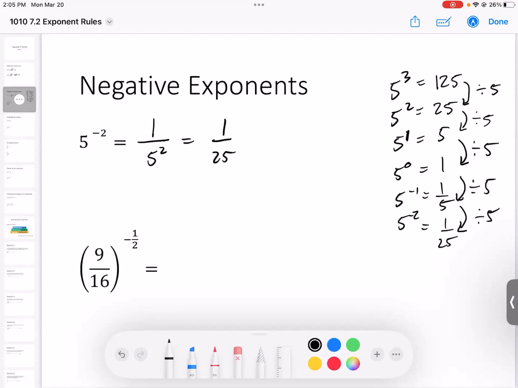So negative exponents create reciprocals. And that's true even if you have a negative fractional exponent. So if you were simplifying something like this, the way that you would do it is you'd say, okay, well, the negative exponent creates a reciprocal. So I'm going to have 16 over 9. That's going to take care of the negative part of my exponent. And then the 1/2 tells me that I'm going to have a square root, because the bottom number of the fraction tells you what type of root it is. So you do the square root of 16 over 9, which would equal 4/3. And that's how you would simplify that.